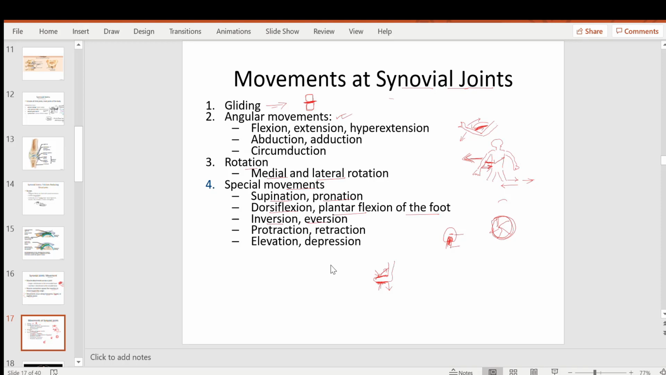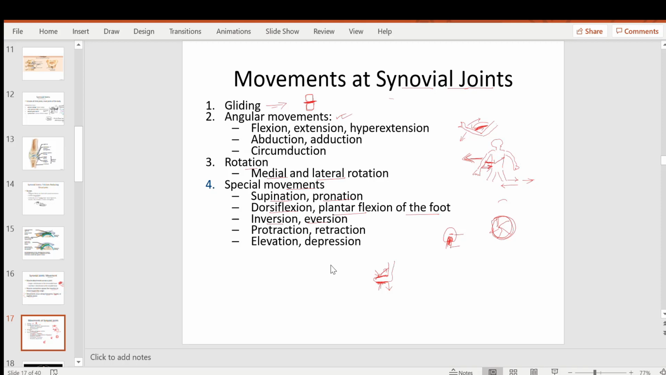Inversion, eversion. If I ask you to move your big toe up, the sole of your foot or plantar surface will move inwards. So that is inversion. If I ask you to put your big toe downwards, then the plantar surface or sole will go outwards. So that is eversion. In is inwards, eversion, E outwards.